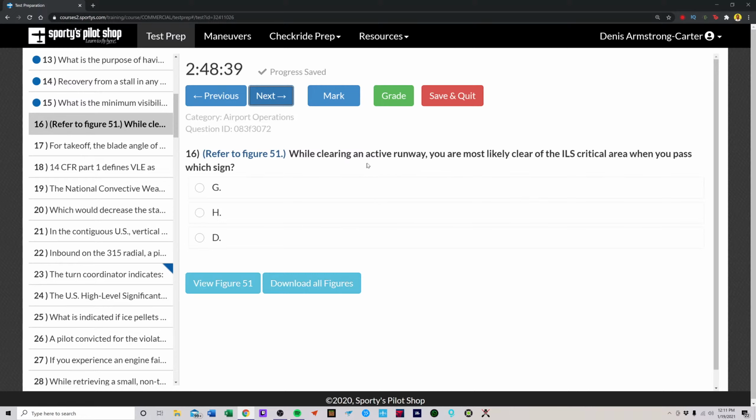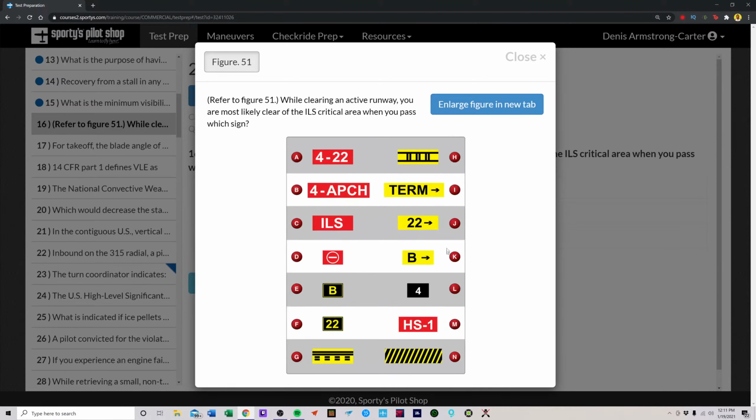So, while clearing an active runway, you're most likely clear of the ILS critical area when you pass which sign? It's H. Hotel.